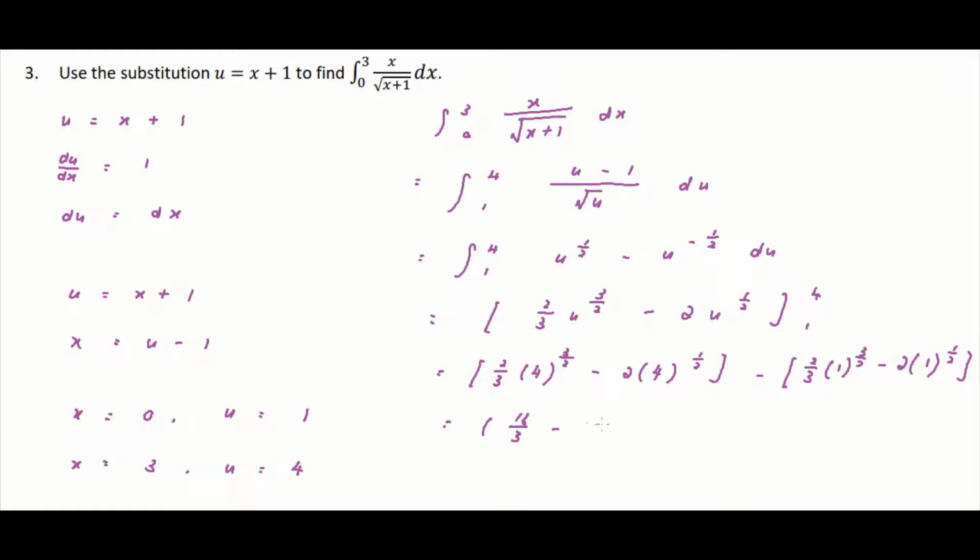So you have 16 over 3 minus 4 minus 2 over 3 and also 2. Alright, so your last answer should be 8 over 3. Okay, every time when you do a definite integral by using integration by substitution, you will need to change the limit. Alright, okay, so let's move on to number 4.